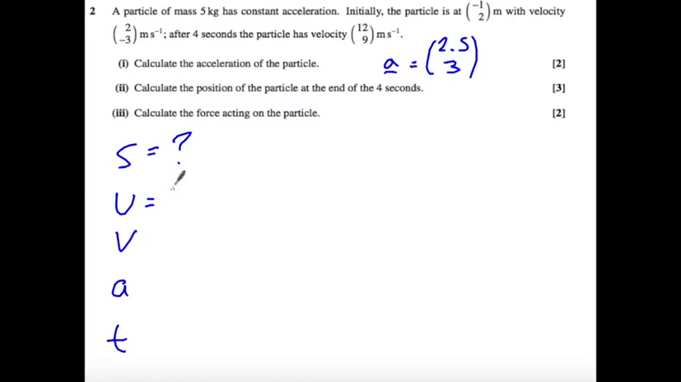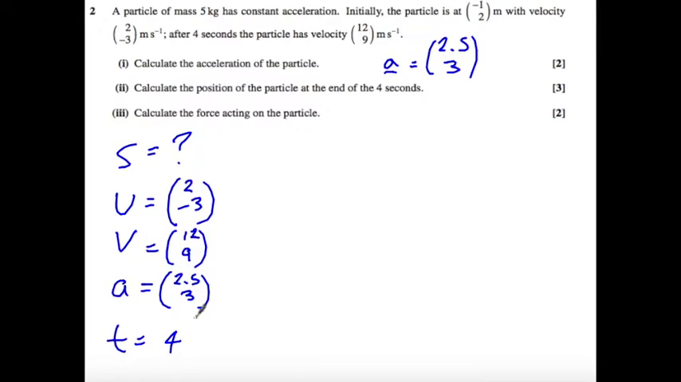We know u, again, was (2, -3). We know v was (12, 9). We found a in part 1, which was (2.5, 3). And we want to know what happens after 4 seconds. So what would I recommend? My gut says to go with s equals ut plus half at squared. But because we know basically everything else, you can use any of those.